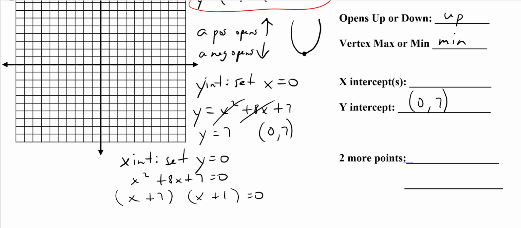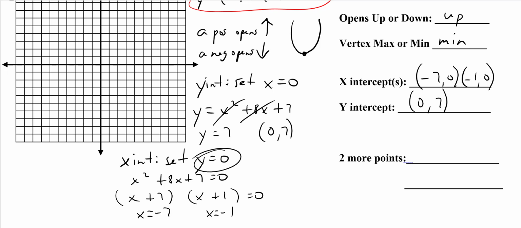So you can do a factor box. I'm not going to do it now. I'm just going to get through this. But it factors as x plus 7, x plus 1. So that's basically x equals -7 and x equals -1. Okay? So those coordinates, remember y is 0. So those coordinates are going to be -7, 0 and -1, 0.